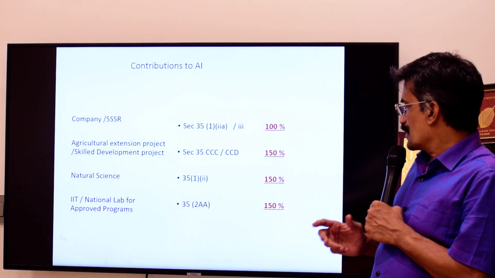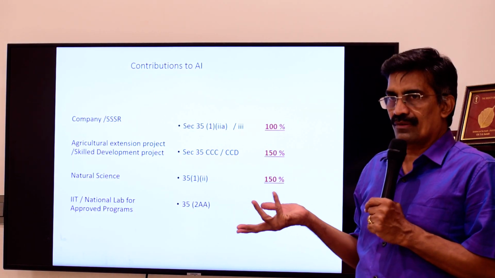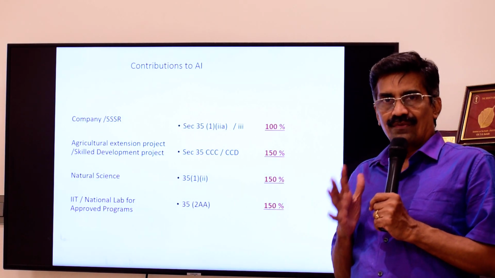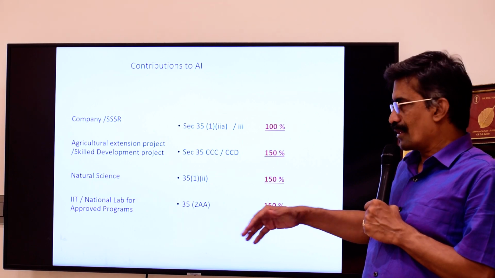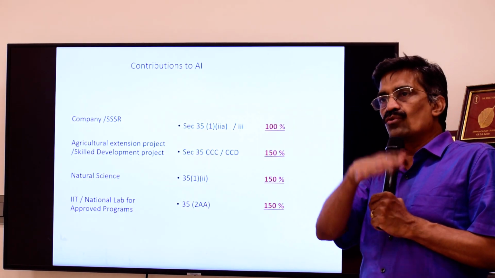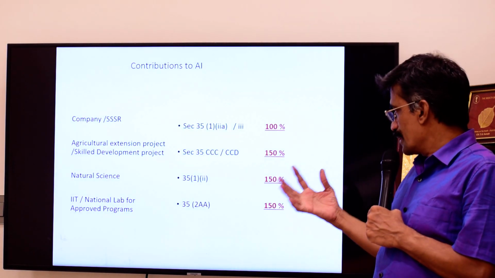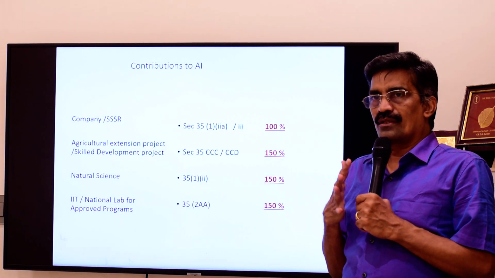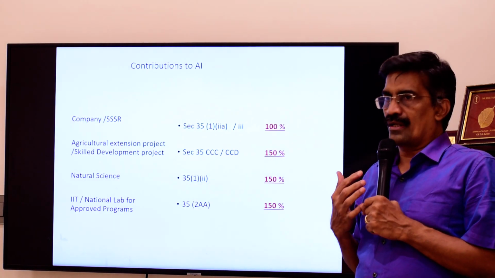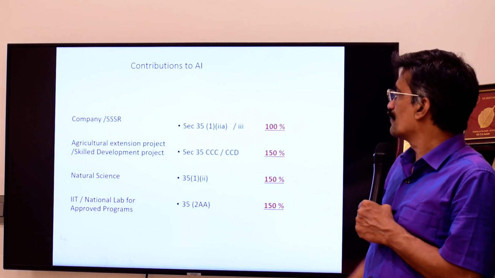The next question is, can I claim both 150% and 150%? The answer is no. The section makes it very clear. If you claim 2AA, you cannot claim any other provision. If you claim 2AB, you cannot claim any other provisions. Both 2AA and 2AB specifically provide that you are not eligible to claim deduction under any other provisions of the Act.